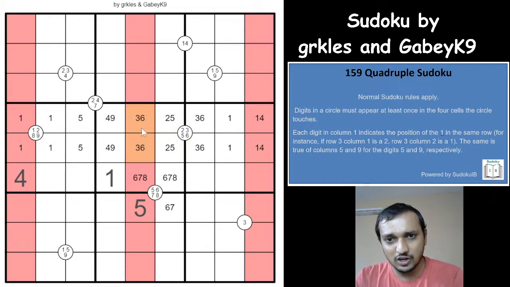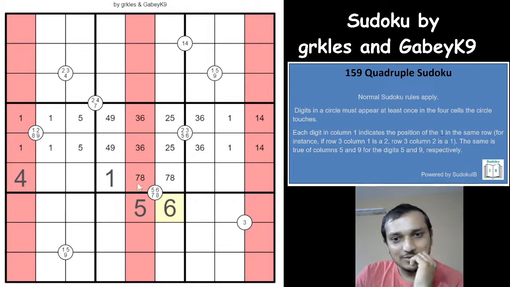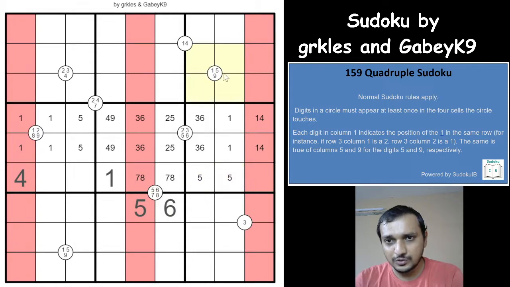Which means 7 cannot be here, 6 would have to be here, and 6 is not in one of these 2 cells. Now that gives you a 7 here. I'm sorry, 6 here. That is awesome, guys. So 7 and 8 would indicate a position of 5, that is one of these 2 cells. So one of these 2 cells would have to be a 5, which means one of these 4 cells would be 5, one of these 2 cells would be 5, which means 5 in this column would have to be in these 3 cells, and it cannot be this. So the position of 5 in this column will indicate that 9 would have to be here.